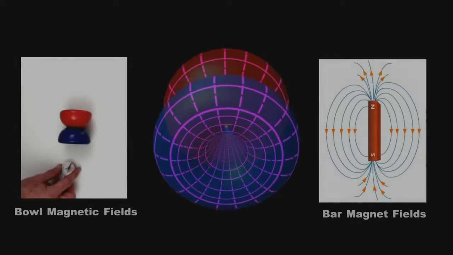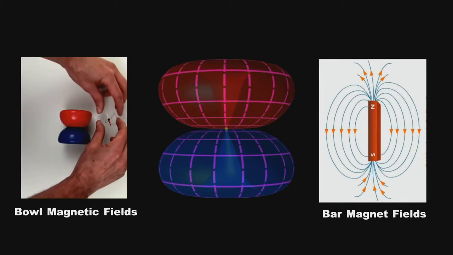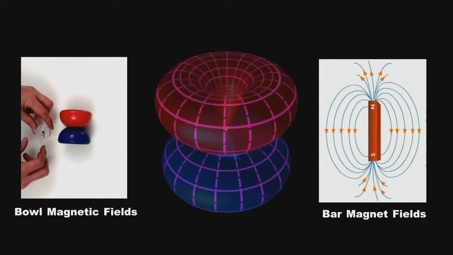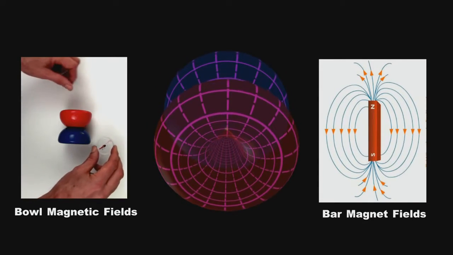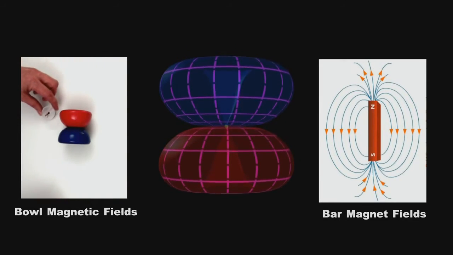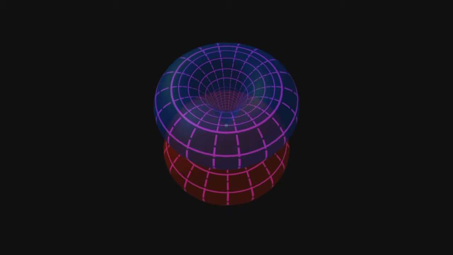If you were to measure these fields with a compass, their magnetic fields would appear identical to the magnetic fields of a bar magnet. This also means that when we measured the magnetic fields of matter with other methods in the lab, we also assumed that matter had a bar magnet type of magnetic field. But this assumption was a mistake.